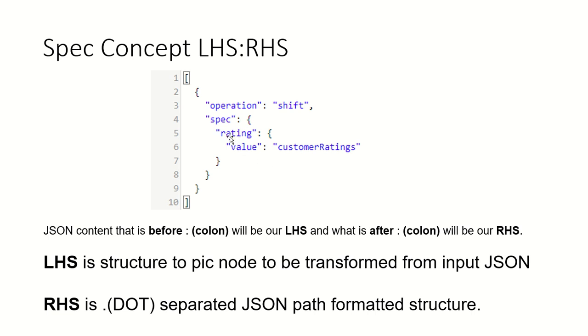Here we specify to go into rating, go into value, and pick up that node, that value, and where to put it is here in the right hand side, customer rating. This right hand side can be a dot separated JSON path formatted structure, where you can depict your structure using dot separated format.